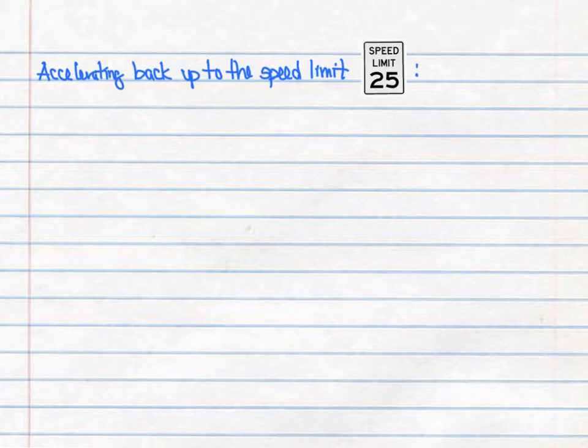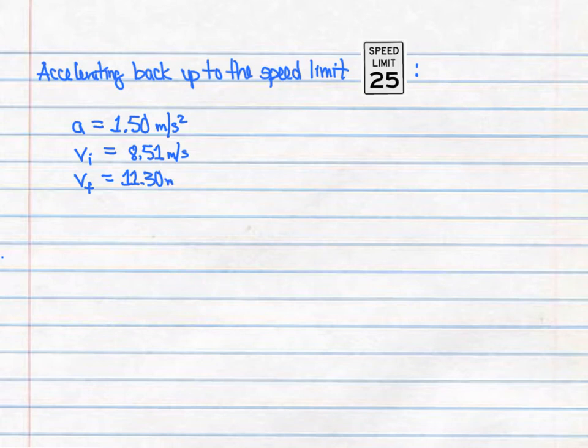Let's look at the last part of the problem, where we accelerate back up to the speed limit of 25 miles per hour, or 11.3 meters per second. Let's look at our given information again. We're going to accelerate at a rate of 1.5 meters per second squared now to add velocity back. If you recall, our velocity at the end of the braking is now our initial velocity, which is 8.51 meters per second. We want to get back up to the speed limit, or 11.3 meters per second, and we want to know how long that's going to take.